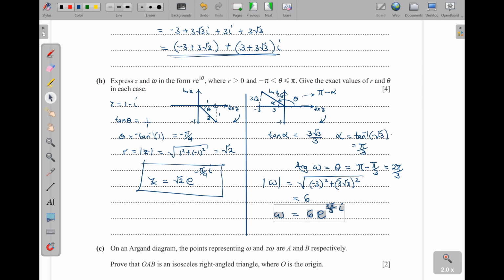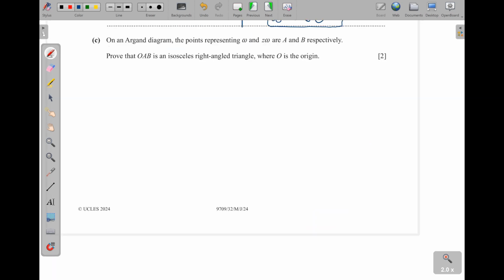If I extend it down here, this is going to be our exponential form for omega. Then part C: on an Argand diagram, the points representing omega and z omega are A and B respectively. Prove that OAB is an isosceles right-angled triangle where O is the origin. An isosceles triangle must have 2 angles which are equal. The base angles of an isosceles triangle are equal. And we also have 2 sides that are equal in length.